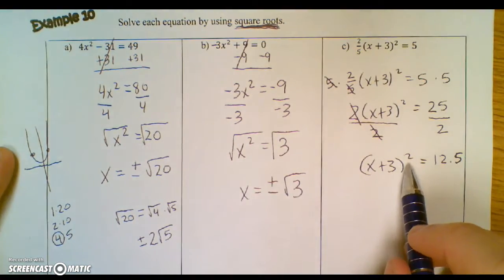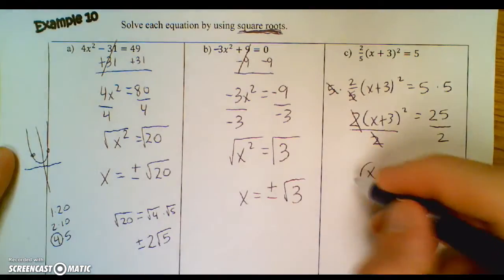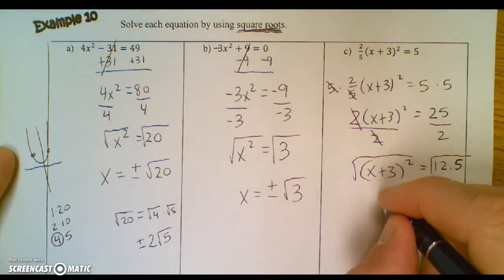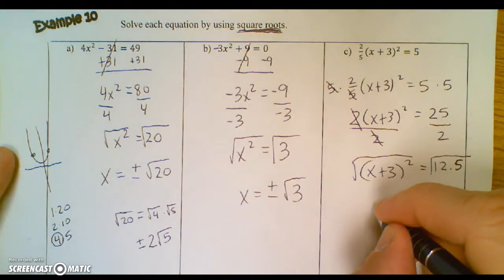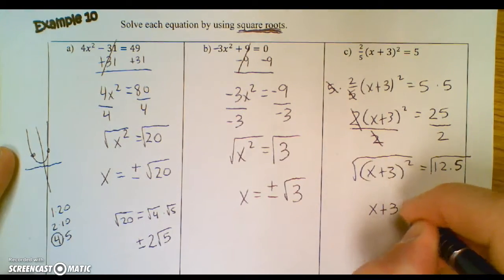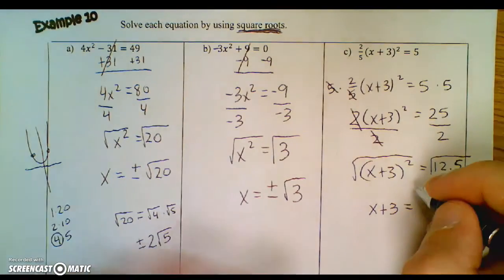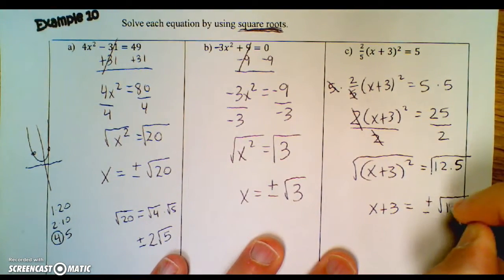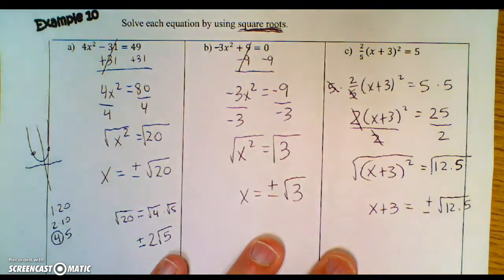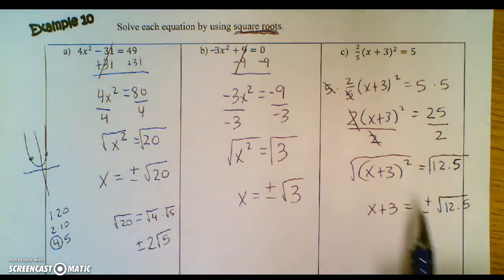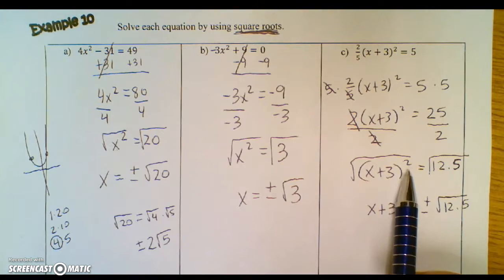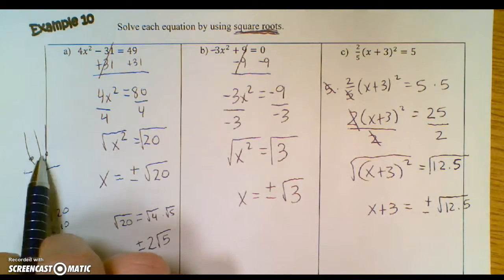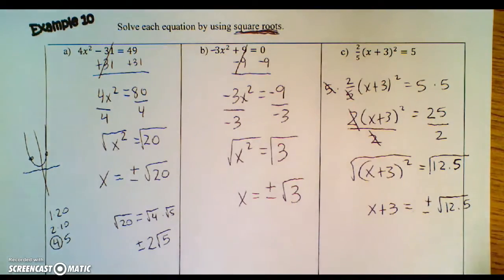To undo the square, you do the square root. So you get the square root of x plus 3 squared is x plus 3 equals plus or minus the square root of 12.5. Because remember, for a quadratic equation, there are two solutions. With that parabolic form, we've got two solutions generally in your answers.